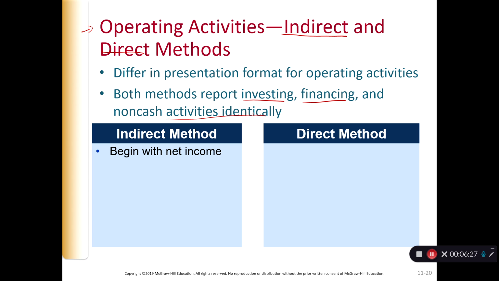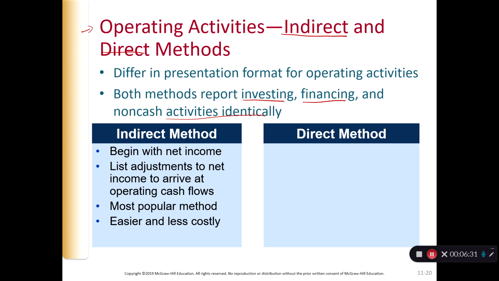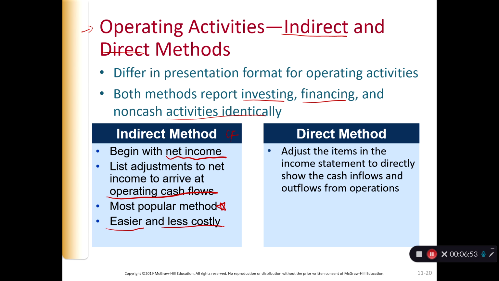The difference is that the indirect method begins with net income, and then you back out or add in the adjustments to net income to arrive at operating cash flow. It's the cheapest and most popular method used to prepare cash flow statements, because it's easier and much less costly.